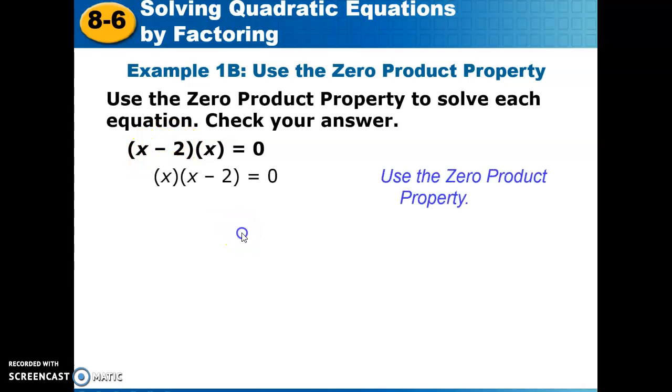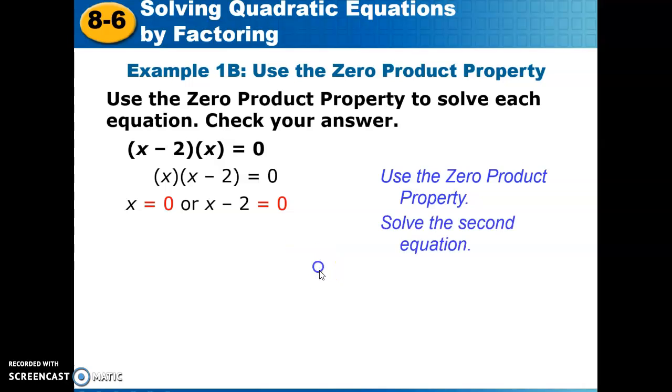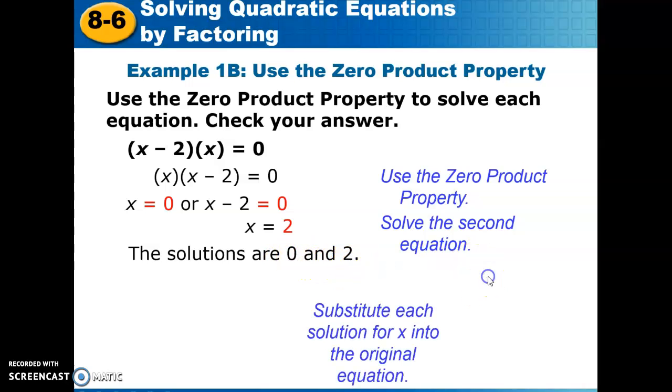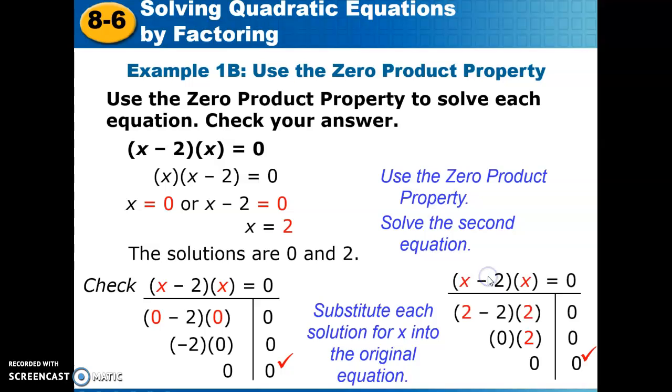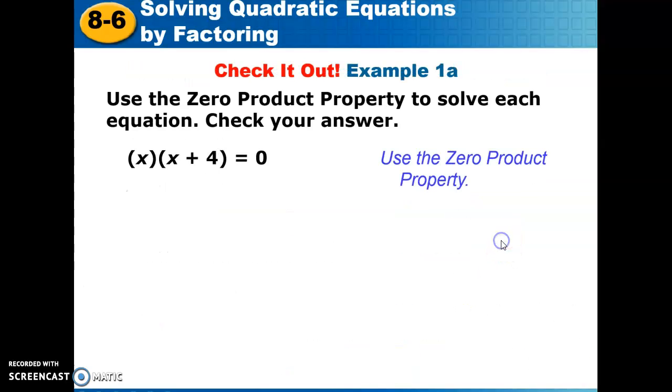If you don't believe me, we can set it up by using the zero product property. They flipped these. They set this x equal to 0, and guess what, it equals 0. And in this case, they set x minus 2 equal to 0. When you solve for x, you get 2. So our solutions are 0 and 2. That's how you apply the zero product property.